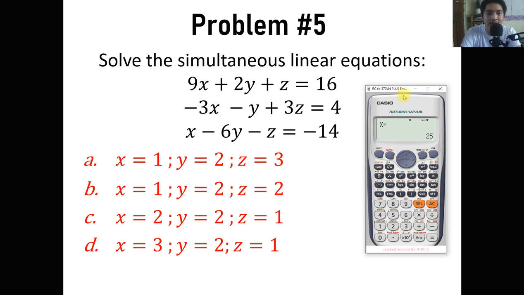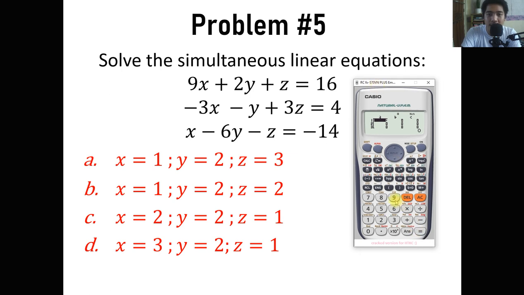Solve the simultaneous linear equations. We have x, y, and z, so we have three unknowns, which means we have three equations. We have 9x plus 2y plus z equals 16, negative 3x minus y plus 3z equals 4, and x minus 6y minus z equals negative 14. The same process: we have mode 5. Since we have three equations and three unknowns, we will proceed with mode 5 2.